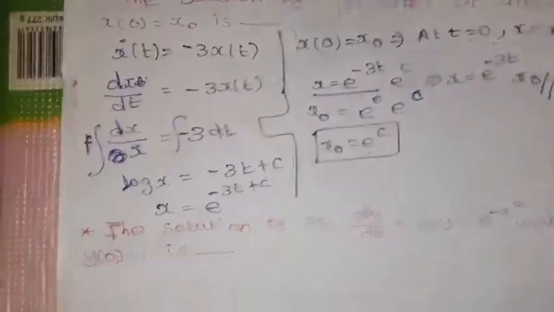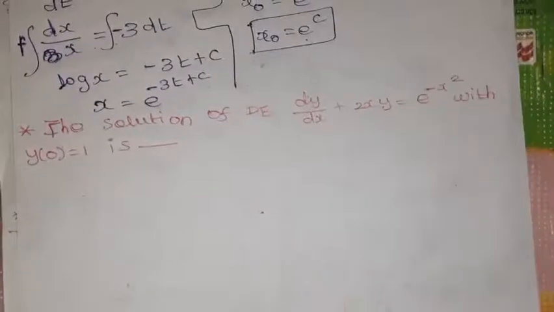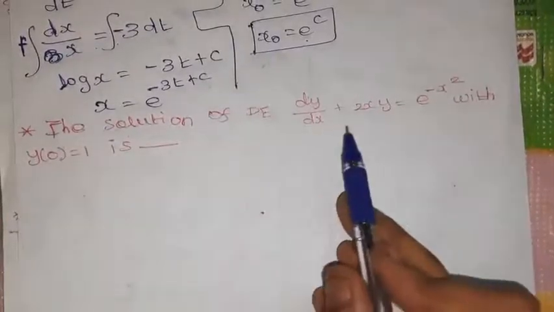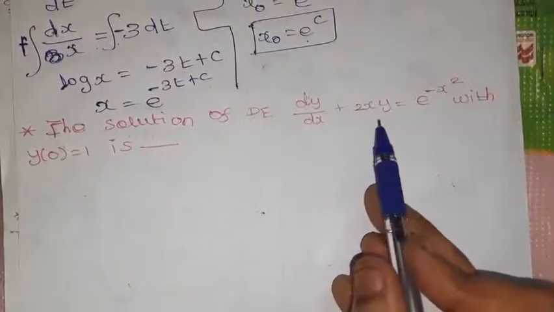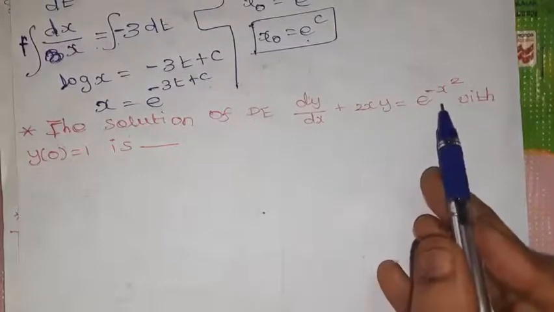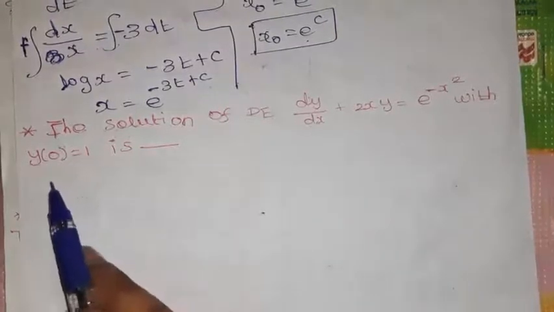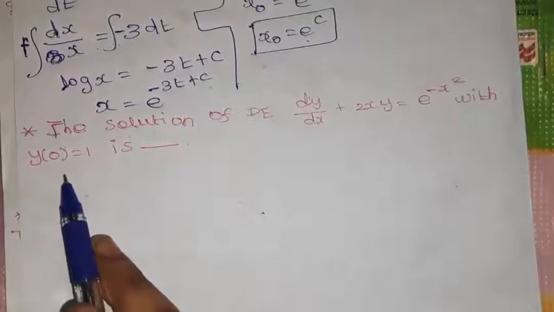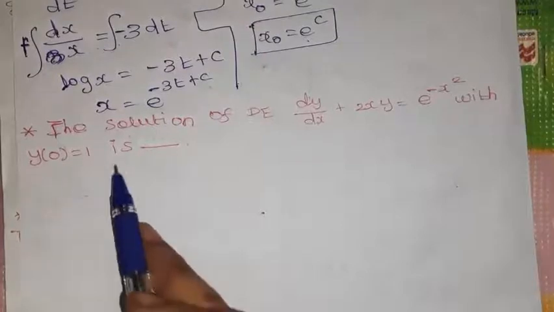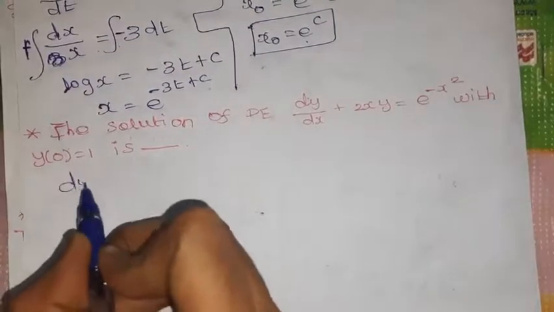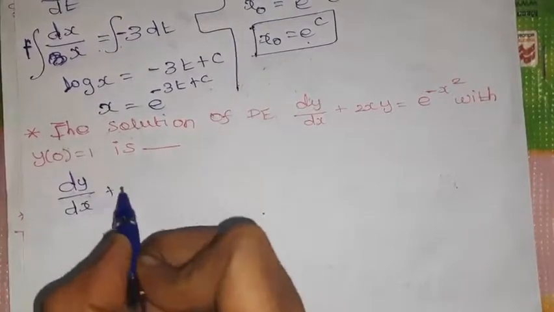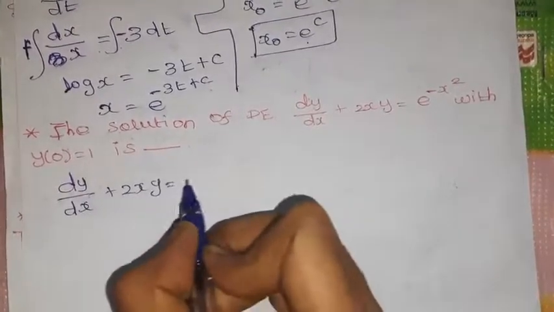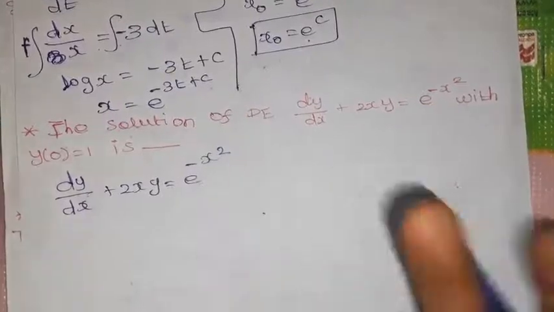Okay, we'll move on to the next one. The solution of the differential equation dy/dx + 2xy = e^(-x²) with y(0) = 1. In differential form, dy/dx + 2xy = e^(-x²).